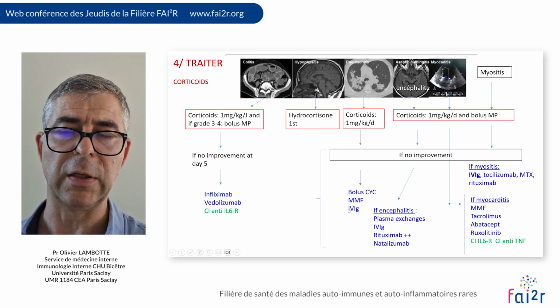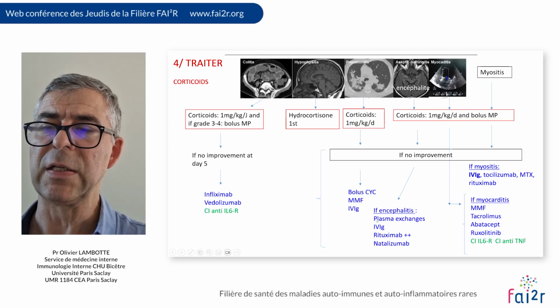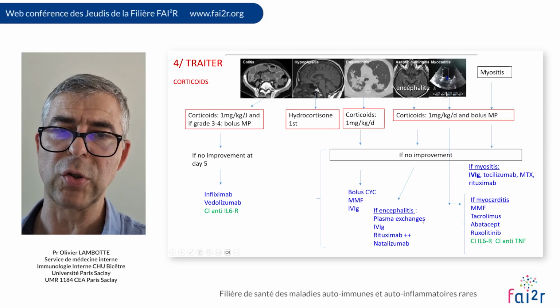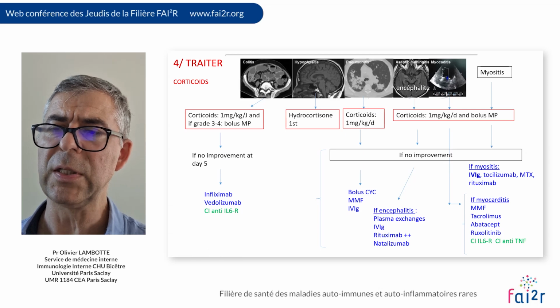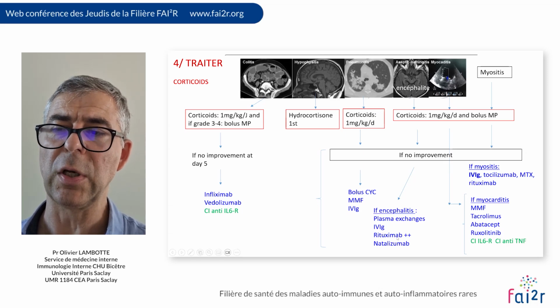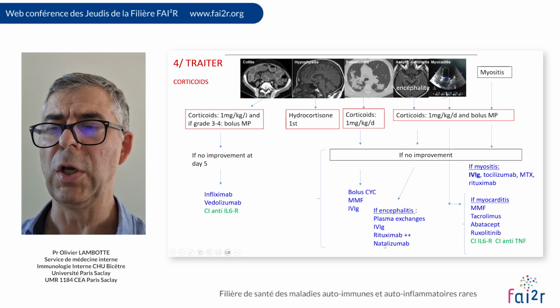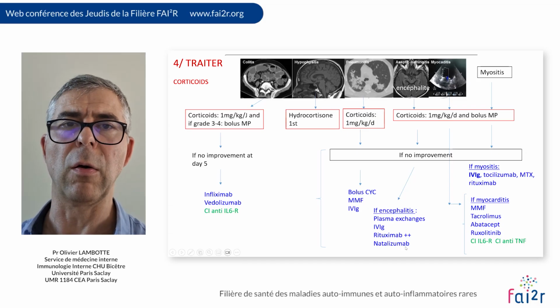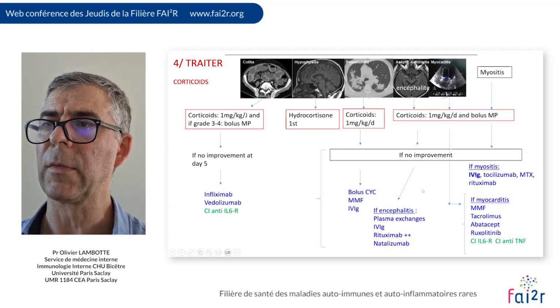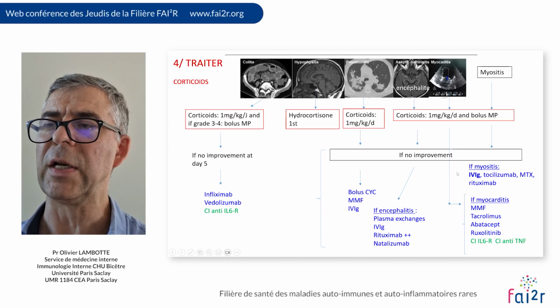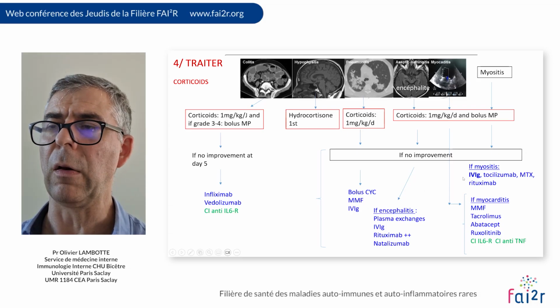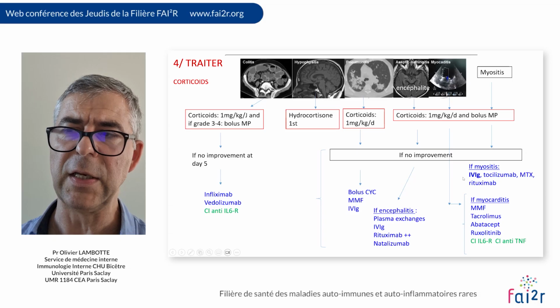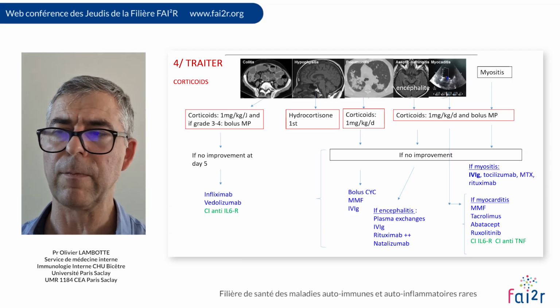We don't know, clearly. About encephalitis, it's probably the last indication for plasma exchanges to epurate autoantibodies. Intravenous immunoglobulins are used, rituximab often. In very severe forms, natalizumab could be useful. In the setting of myositis, intravenous immunoglobulins are useful. Methotrexate, rituximab can be used.